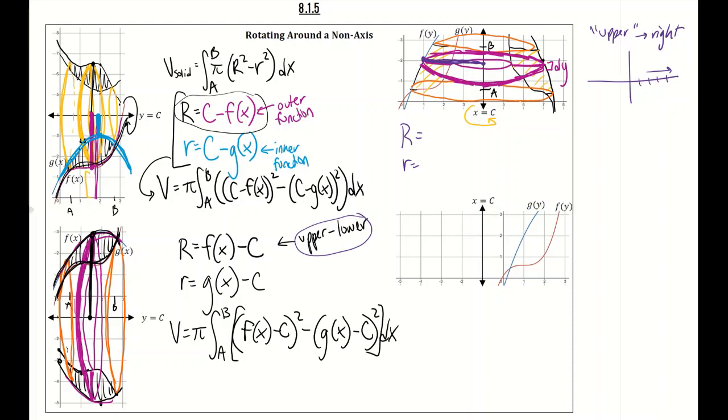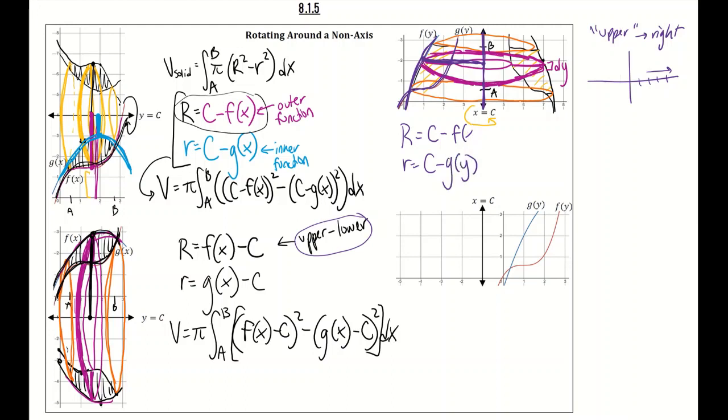So looking at this, we have our x equals c right here. We've got f of y right here. So which one is more to the right? Which one is the quote-unquote upper function? That's going to be c. Likewise with little r, which one is more to the right? That's c. Which one is more to the left? g. So c minus g of y.